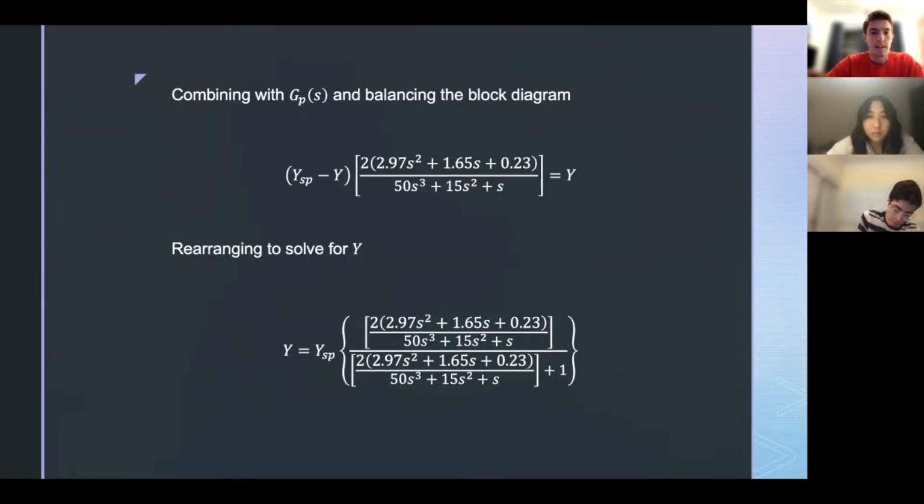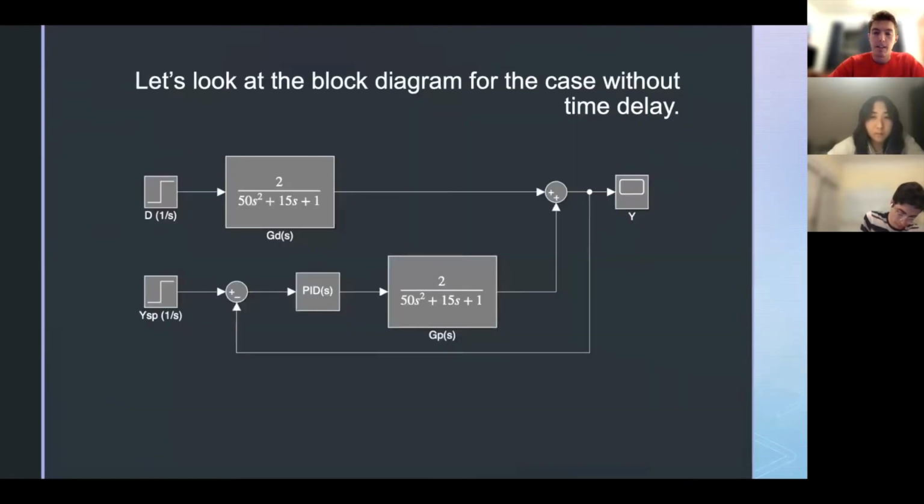Now we can look back at this diagram. We can combine our PID control with GP of S and then balance the block diagram. What we mean by balancing the block diagram is we're going to look at all of these junctions here. So since the disturbance is 0, we're basically going to treat this as just a straight line into the scope, leaving our only junction as this junction right here.